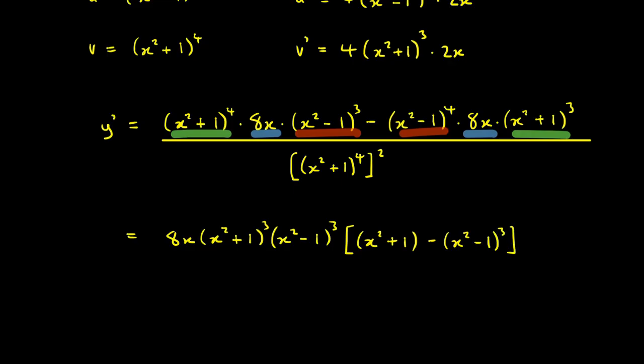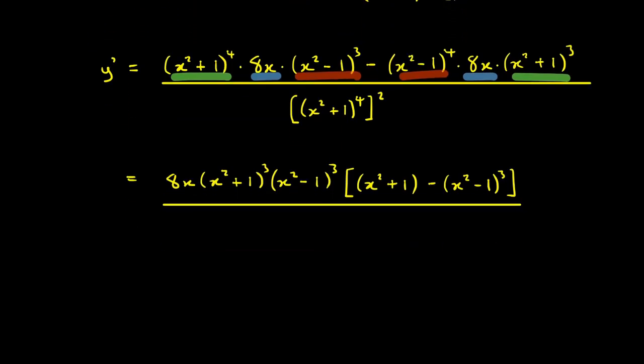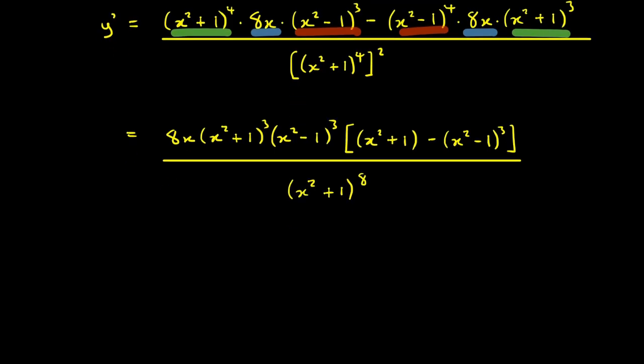All right, then. So what else? Well, on the denominator, I've got (x squared plus 1) to the power of 4, all to the power of 2, which is (x squared plus 1) to the power of 8. Okay, so how can we simplify this further?